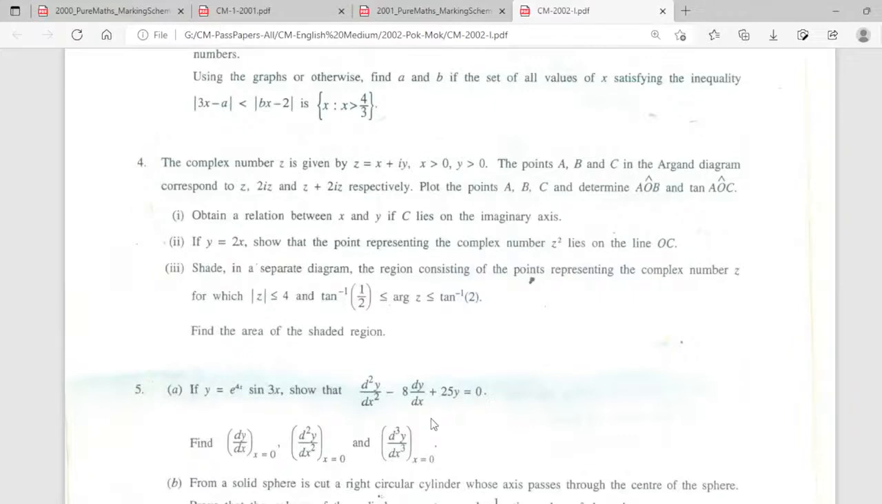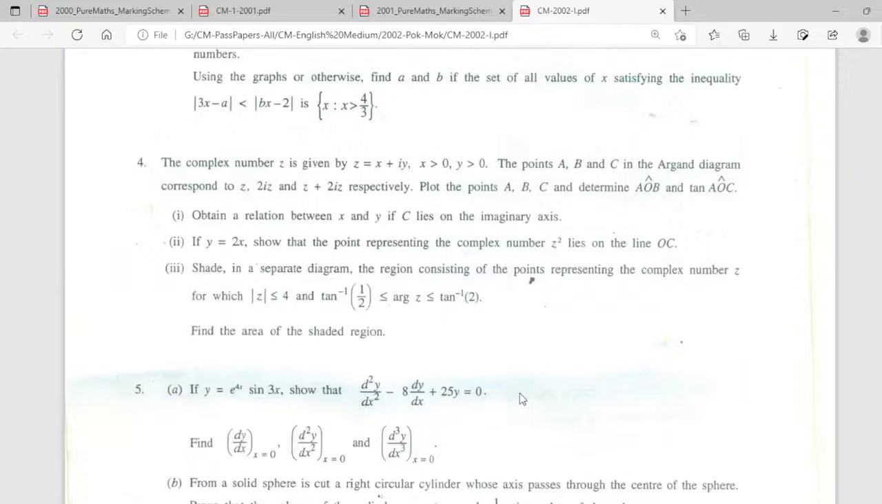Now look at the 2002 complex number sum. The complex number z is given by z equals x plus iy, x greater than 0, y greater than 0. What do you mean by that? That means this complex number is in the first quadrant.